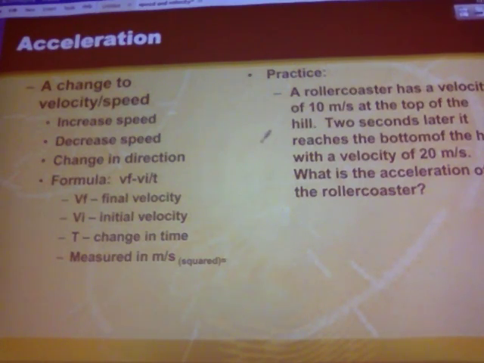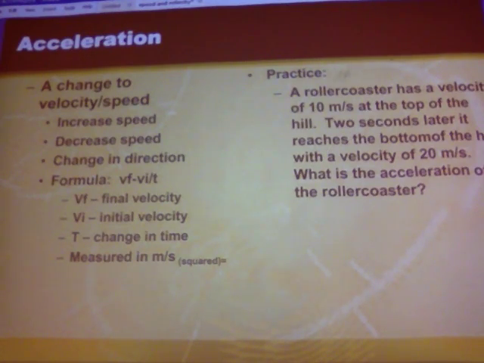Acceleration is a change to velocity or speed. An object can increase speed, decrease speed, or change the direction that it's moving, and all of those are considered acceleration. The formula is final velocity minus initial velocity divided by time. It is measured in meters per second squared.